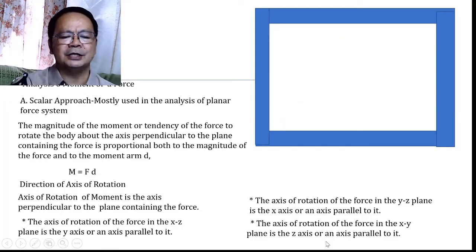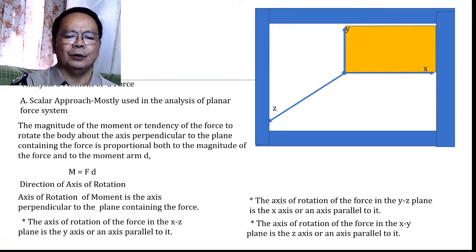So let us imagine that we have here the xy plane, and we have here a force whose magnitude is F. Then the axis of rotation of that F, if we select this point as our axis of rotation, will be rotating about this direction. Or if we select another point somewhere here, then the direction of the axis shall be an axis parallel to the z-axis. Okay?